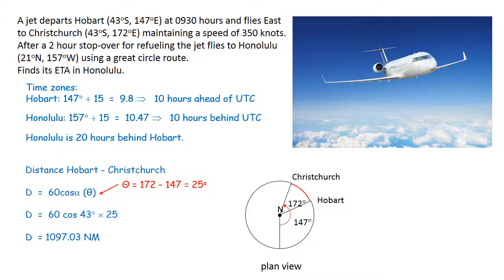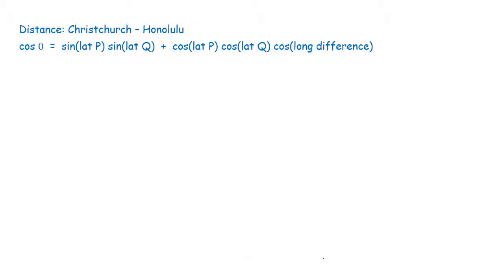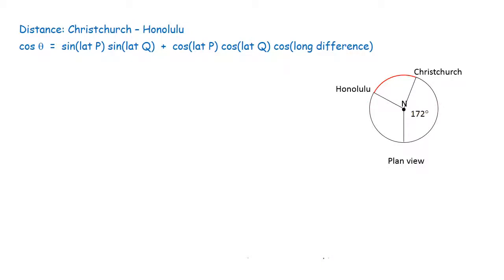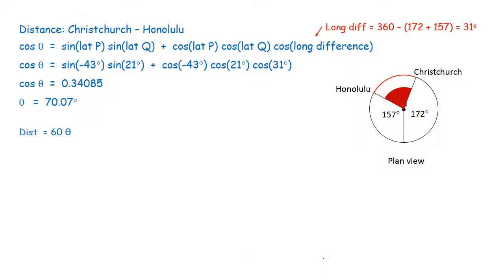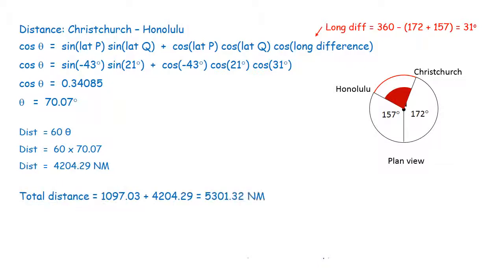The second part of the journey involves travel on a great circle, so this is the formula to use. The longitude difference can be established with the aid of a plan view diagram. Christchurch is 172 degrees to the east, Honolulu is 157 degrees to the west. The angle involved can be calculated to be 31 degrees. Substitute carefully into the formula to find that theta equals 70.07 degrees. Now we can use our distance equals 60 theta formula to find the length of the second leg in nautical miles. Add together the two distances to find the total length of the journey.